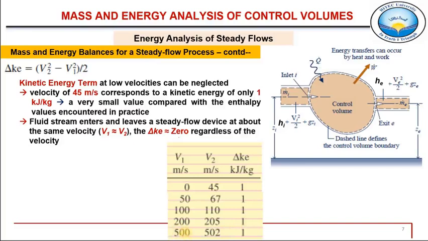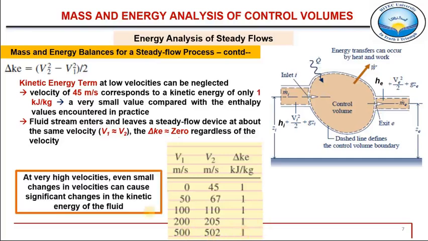For example, if the inlet velocity is very high, already 500 meter per second, and there is a change of 2 meter per second only, then this change at such high inlet velocity represents a change of 1 kilojoules per kilogram. So that is the conclusion. At very high velocities, even this small change in velocities can cause a significant change in the kinetic energy of the fluid. If the fluid velocity is already very high, then the change in velocity could be a significant value. If it is changing from 500 to 600, then this value could be very large and it is not negligible.